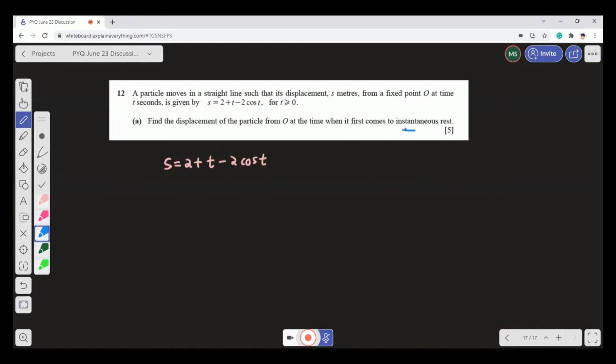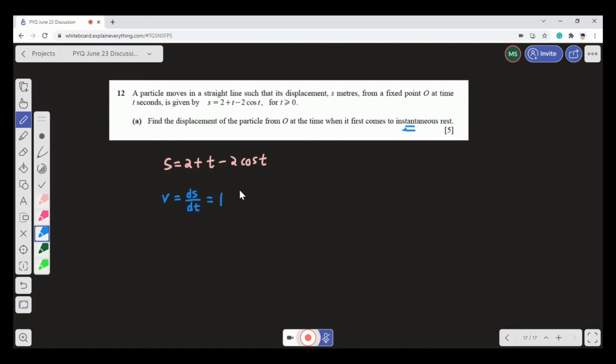Yin Tong, do you know what rest means? Velocity equals 0. Okay, how do we get velocity? Differentiate displacement. What do we get? Yes, Yin Tong? I forgot. Okay. 2 differentiate, get nothing. t you differentiate, you get 1. Minus 2 cos t, right?